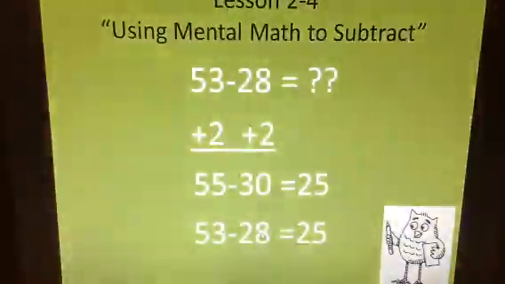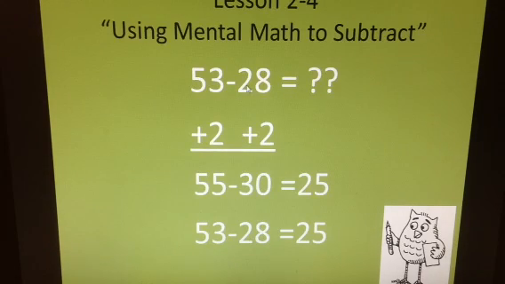And here comes the OWL with his way of doing it. The OWL says, I'll start the same way. I'll add 2 to 28 to make it easier to subtract. 28 plus 2 is 30. Then he says, I'll just do some more adding right now. I'll add 2 to 53 to make it 55. 55 minus 30 equals 25. So we know the original problem, 53 minus 28, is 25.